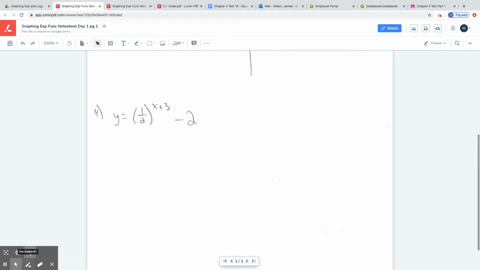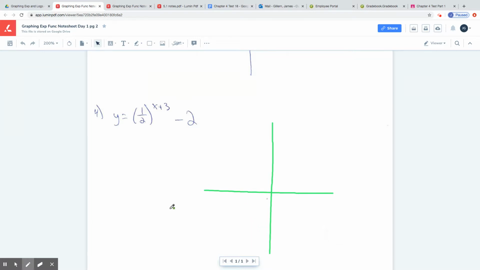Oh, looks like I forgot to put an XY plane on there. Okay. So what I want you to know is a couple things when you look at this. First is that you have 1/2 here. So this should be a base less than 1, so this should be an exponential decay. So it should be going down in that direction. Okay.